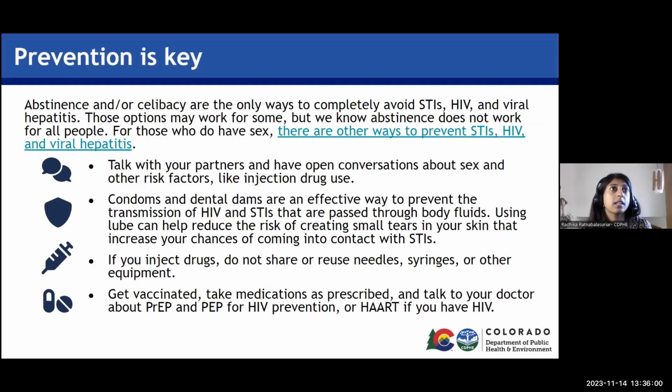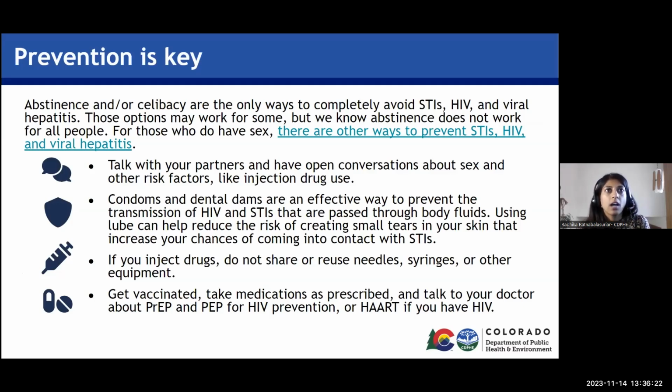Prevention is really key here. So abstinence and/or celibacy are the only ways to completely avoid STIs, HIV, and viral hepatitis. But those options may not work for some. And we know abstinence does not work for everyone. So for those who do have sex, there are other ways to prevent STIs, HIV, and viral hepatitis.